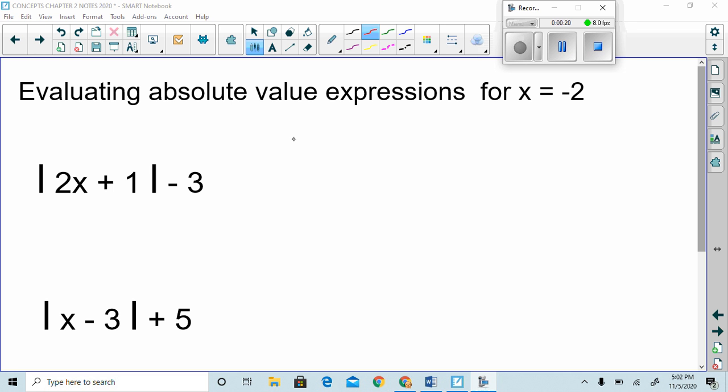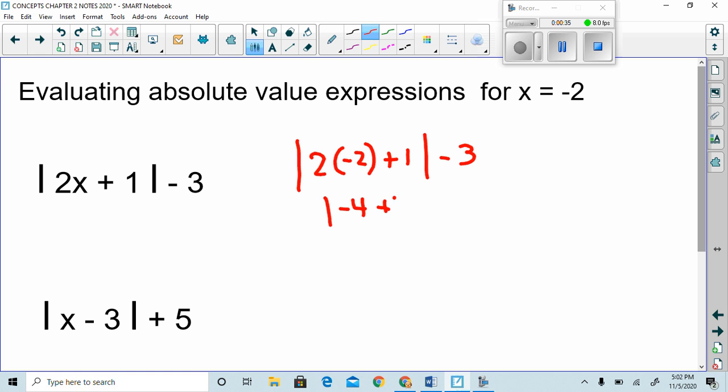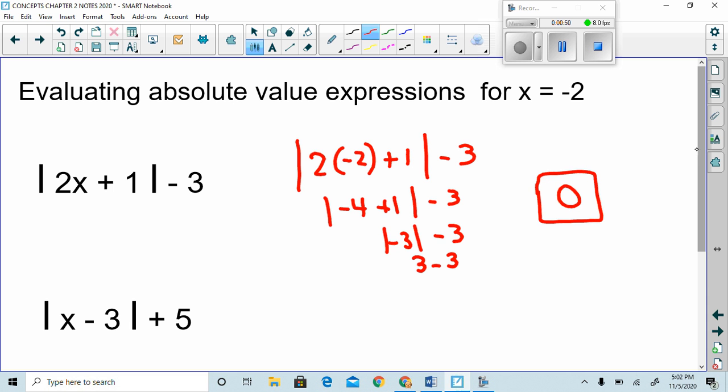We're going to take this expression here and substitute x with -2. And we'll add 1, find the absolute value of that, and subtract 3. Well, this is -4 plus 1, absolute value, minus 3. The absolute value of -3 is 3, and 3 minus 3 is 0. So when I simplify this expression, the result is 0.